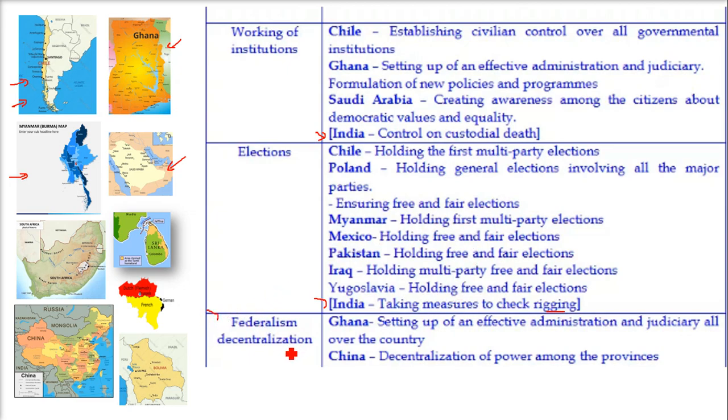Coming to federalism and decentralization, in Ghana, setting up of an effective administration and judiciary all over the country. In China, decentralization of power among the provinces.